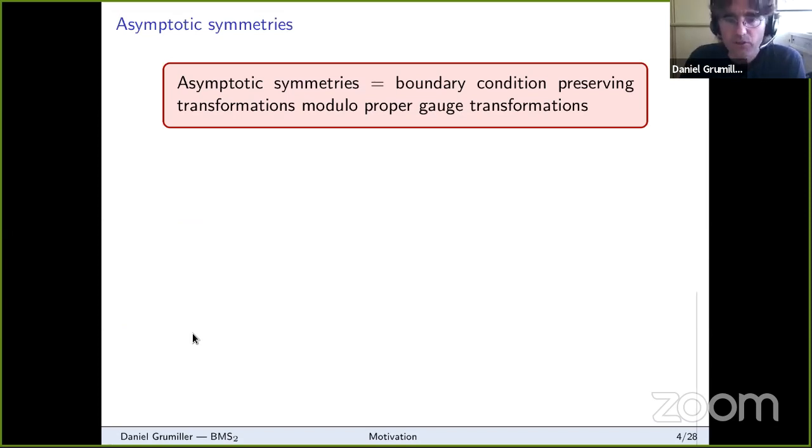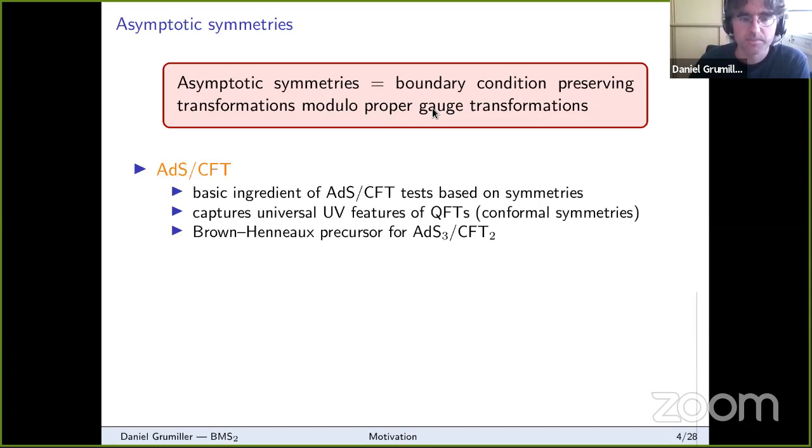Okay, so before giving you the motivation, let's start with a definition that is important for this talk, namely asymptotic symmetries. So just that we're on the same page. Asymptotic symmetries consist of all boundary condition preserving transformations modulo proper gauge transformations. So these are those would-be gauge transformations that cease to be gauge transformations at the boundary. So they are non-proper gauge transformations.